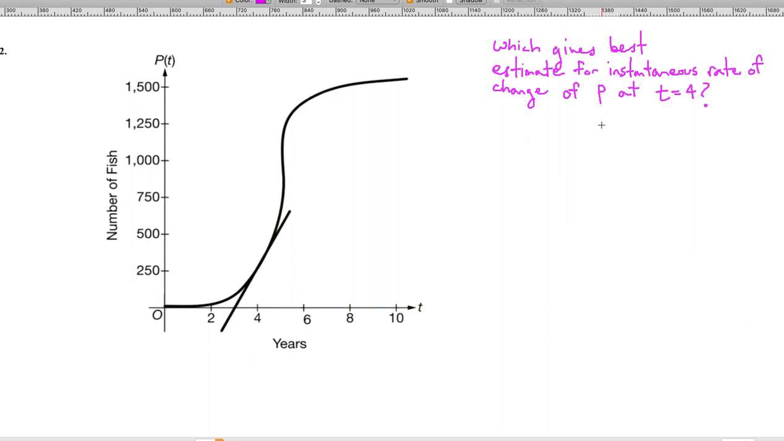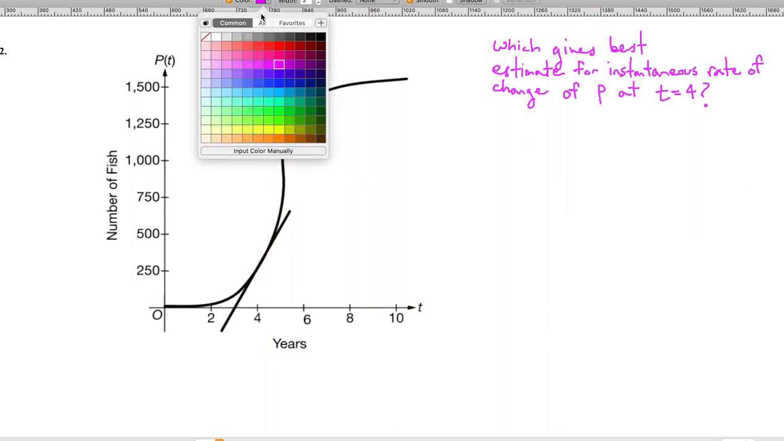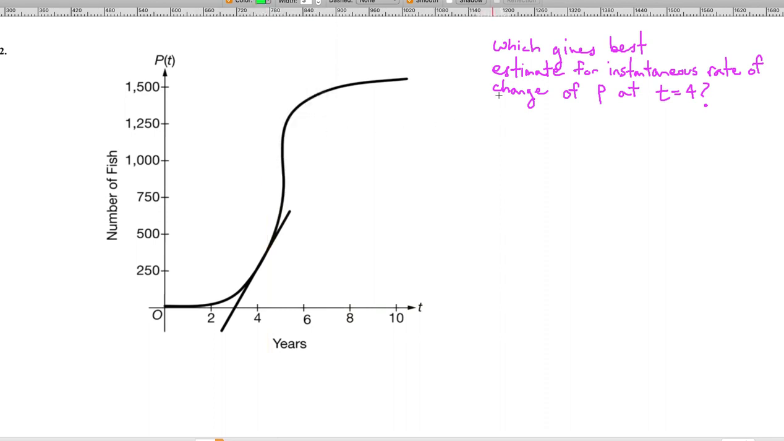The question is asking which gives the best estimate for the instantaneous rate of change of p at t equals 4. So basically, what you need to find is, first we need to know that the instantaneous rate of change, okay, this is the same thing as the slope of the tangent line.